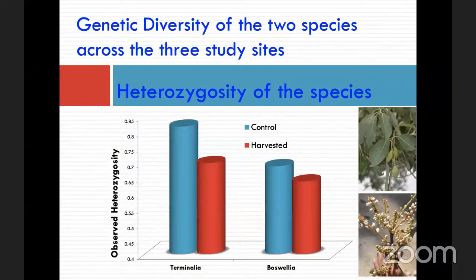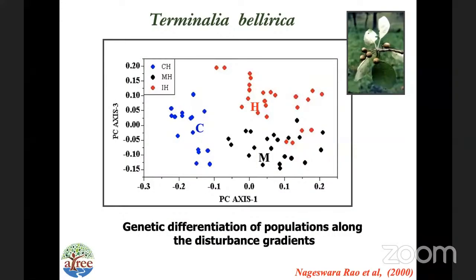So if you look at the control and harvested population, the harvested one is outside the protected area or towards the periphery of the forest, where it is largely harvested. We found that compared to those in the control, which are in the core of the sanctuary, the diversity has actually reduced in the periphery of the sanctuary. So that is what we have seen.